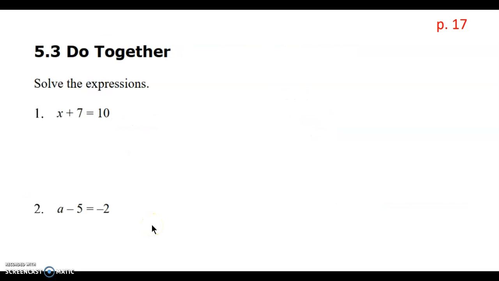So let's solve a couple questions together. Remember, the first step is to ask ourselves, what are we doing to the variable? In this case, the variable is x, and we're adding 7 to x. So to get rid of it, we're going to take away 7 from both sides, canceling on the left, subtracting 7 on the right. Now we've isolated x. X is equal to 10 minus 7, which is 3.